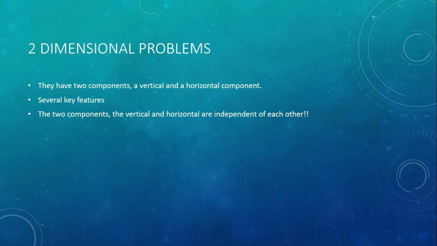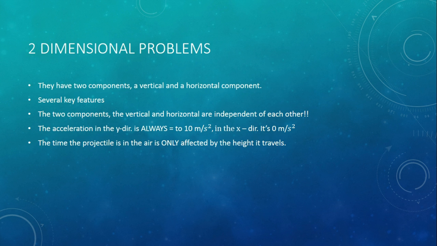Believe it or not, the horizontal and vertical components are independent, and I'll tell you more about it as we solve problems. The acceleration in the y direction is always 10 meters per second squared downward, so it's always gravity. And in the x direction, it's always 0. There's no acceleration in the horizontal or x direction.